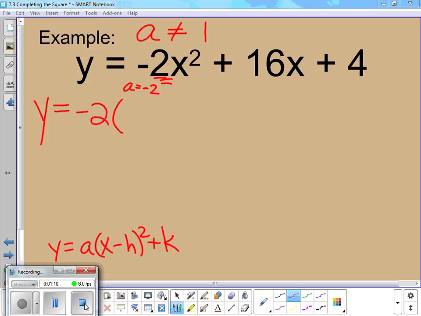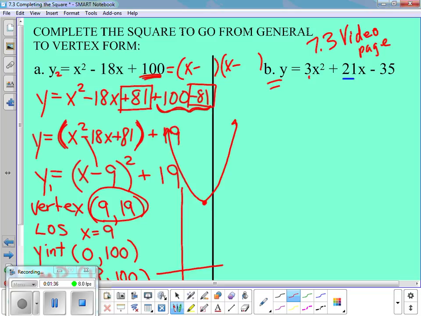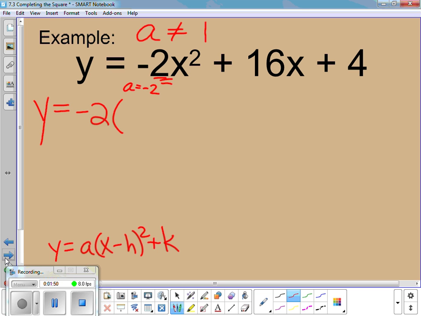Now what we do is we hope that the b is divisible by that. And it is, right? 16, 2 goes into 16 nicely. I know it's negative. We'll deal with that later. But is 16 divisible by 2? Okay, then this problem won't be so bad. And the other example that some of you already did, or some of you might do tonight for homework, is the 21 divisible by 3. That's nice. It's good when that happens. When it doesn't, the problem can get really tricky, and you might want to find another way to get it to vertex form. All right? It's best when the b is divisible by the a.